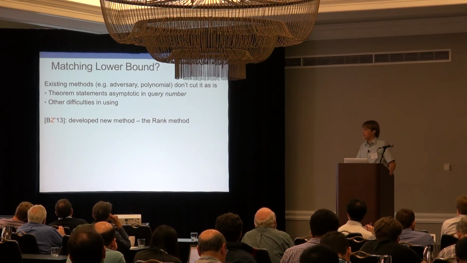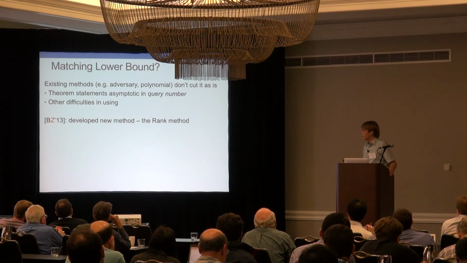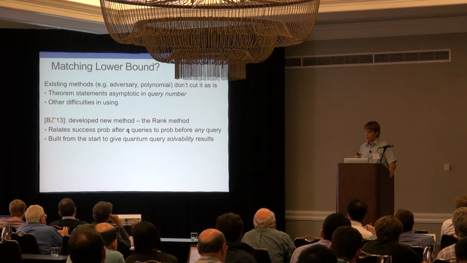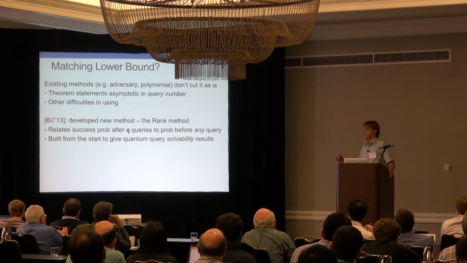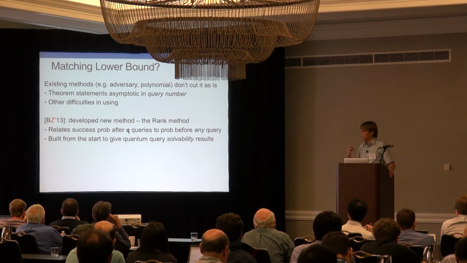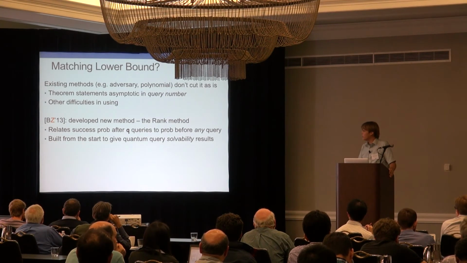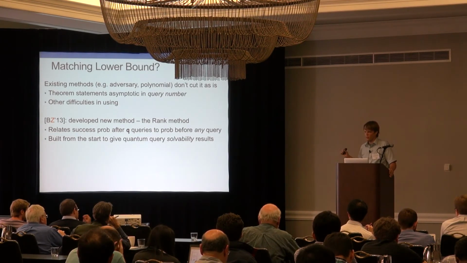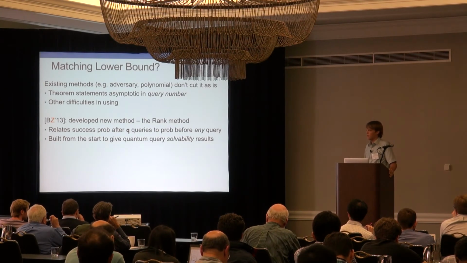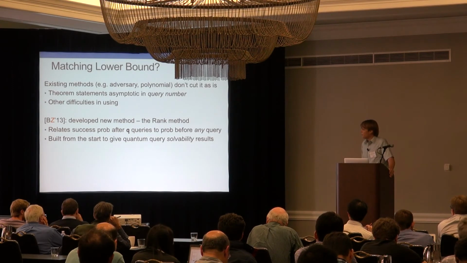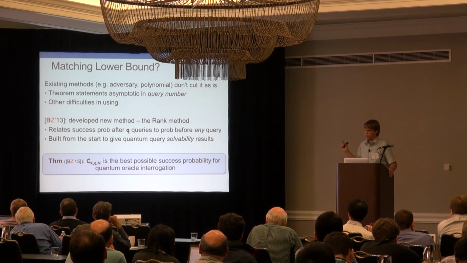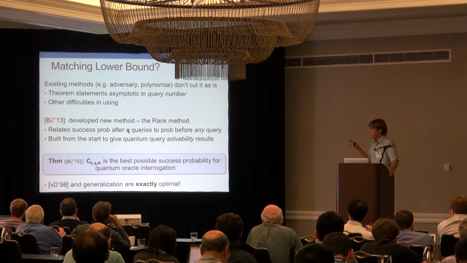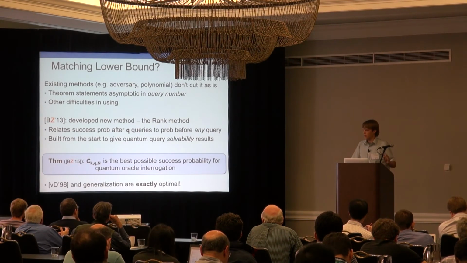So my PhD advisor and I developed a new method which we called the rank method. Basically it's a way to relate success probabilities of a Q query algorithm to a zero query algorithm. Zero queries we can analyze easily, and so it gives you a bound on Q query algorithms. This method was built from the start to work in this setting where we set the number of queries and then estimate the success probability. And we were able to show that this generalization of Van Dam's algorithm is actually exactly optimal, that this expression is the best you can possibly do.